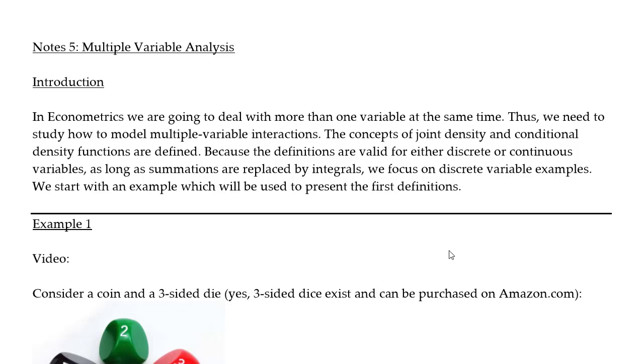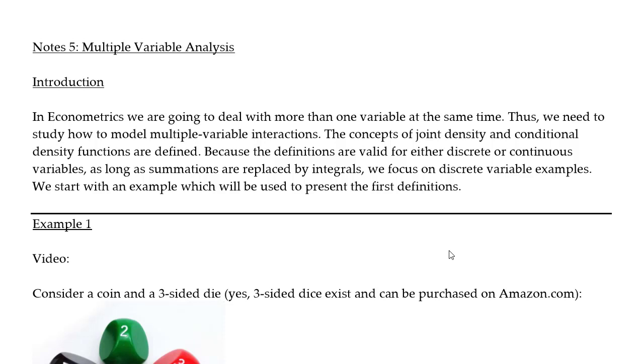In econometrics, we are going to deal with more than one variable at the same time. Actually, that is the main point. You want to see the effect of one variable such as education on another variable such as income per capita. The whole point would be to see how a group of variables affects another group of variables. Therefore, we are going to need to study how to model multiple variable interactions.